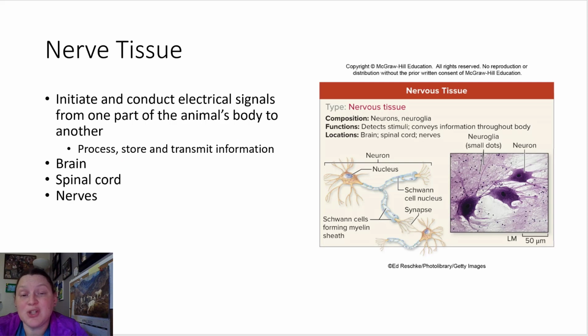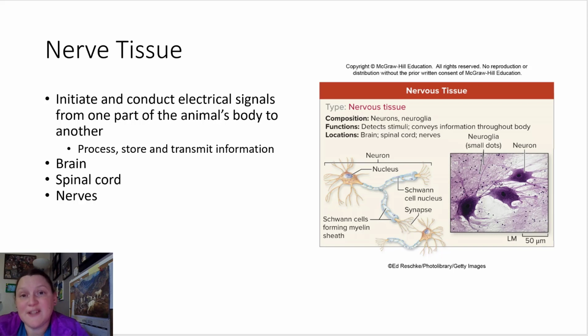The final type of tissue we'll talk about is nervous tissue. Nervous tissue initiates and conducts electrical signals that transfer information around your body. This is used to process, store, and transmit information all throughout. We see nervous tissue in our brain, spinal cord, and the nerves throughout our body.